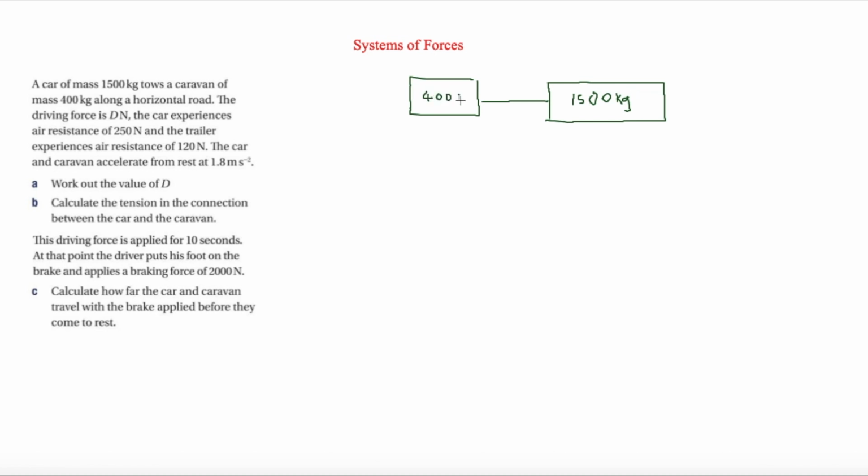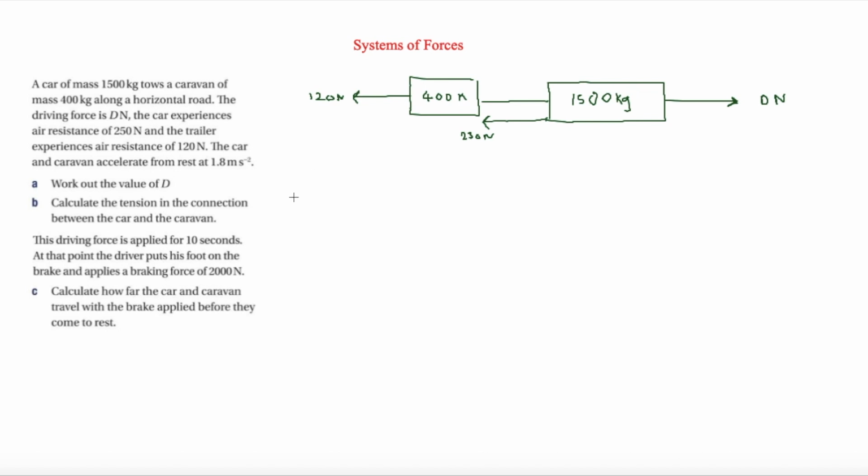So the driving force, which is going to be going this way here, is D newtons. I reckon we'll have to work this out at some point. The car experiences an air resistance of 250 newtons. So this car here has a resistance there, 250 newtons. And the trailer experiences air resistance of 120 newtons. So you've got two resistances there. The car and caravan accelerate from rest at 1.8 meters per second squared. So first of all, we have to work out the value of D.